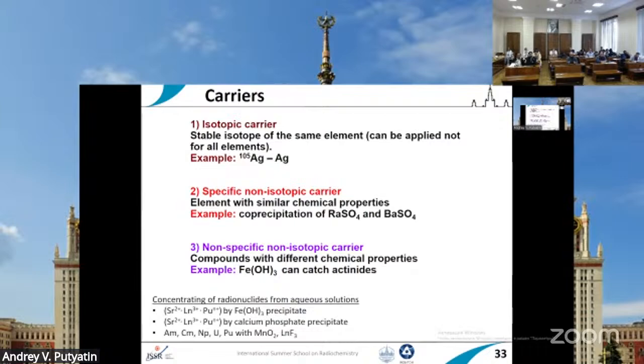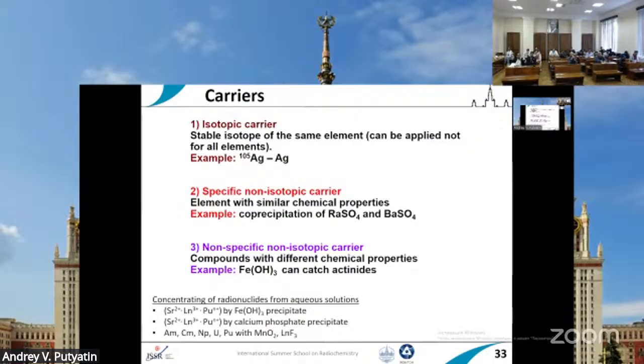There are three main types of carriers. It is isotopic carrier. In this case, we use the same element but a stable isotope of our radionuclide. It is like co-precipitation of radioactive silver with just normal silver. It is specific non-isotopic carrier. In this case, we are using a chemical compound with very close chemical properties, but it is not the same element. So it is specific but non-isotopic carrier.